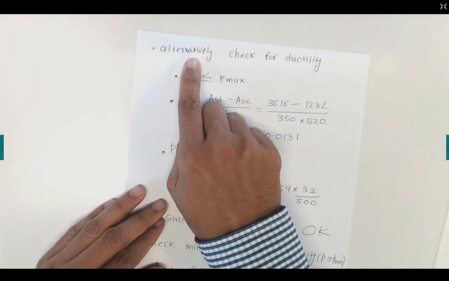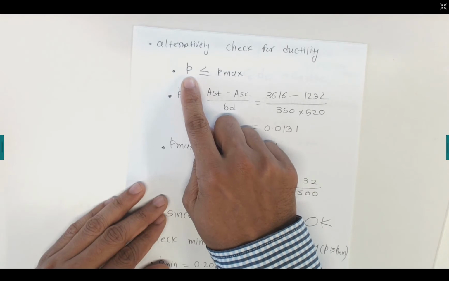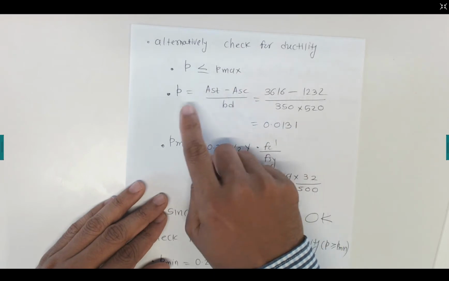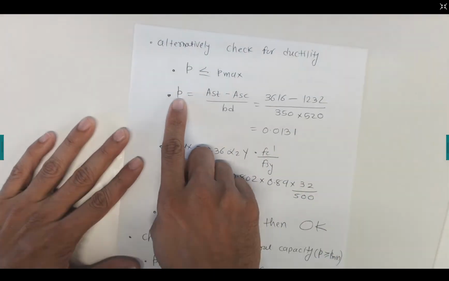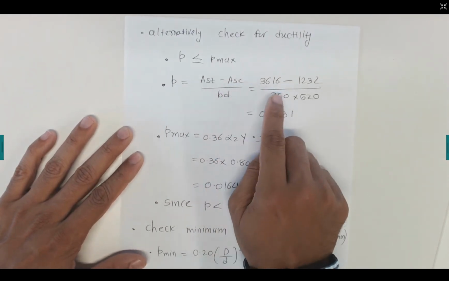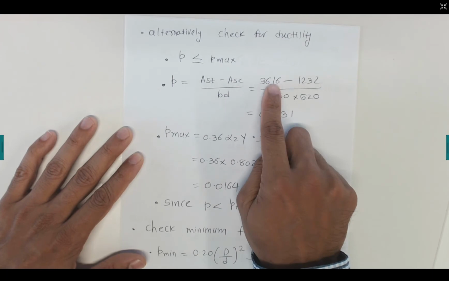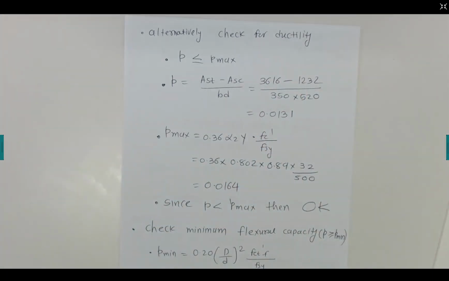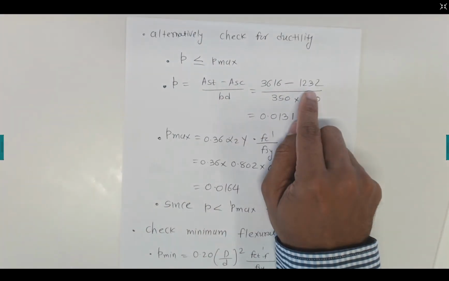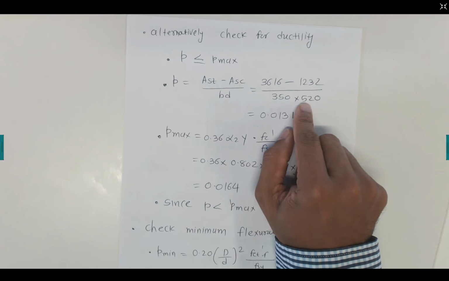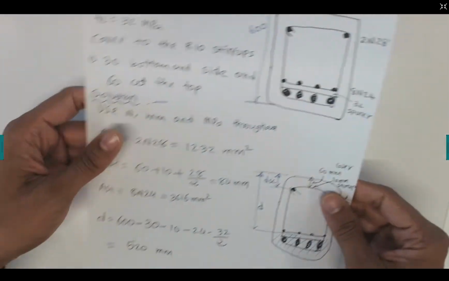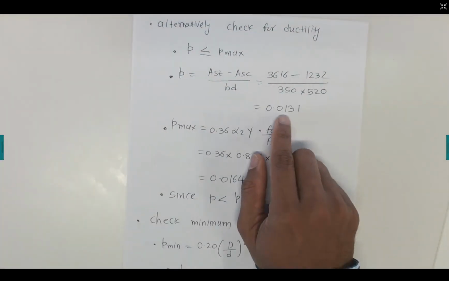We can also check the ductility by taking the ratio of steel reinforcement and checking against the maximum reinforcement. Now p is the area of steel reinforcement take away the area of compression reinforcement over b times d. So the area of tensile reinforcement, Ast, is 3616 minus the area of compression reinforcement 1232, divided by b times d. b is given 350 and d is taken as 520 millimeters. Then it gives us 0.0131.